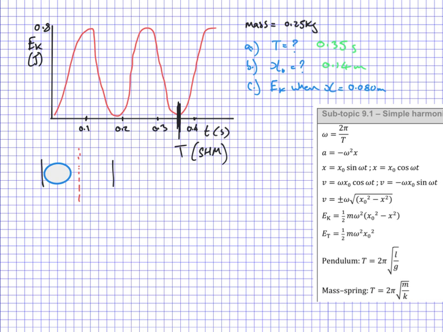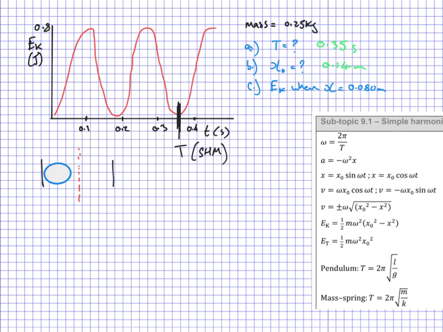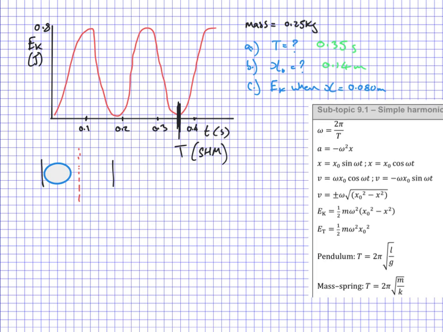Okay, part C, we need to know the kinetic energy at a certain displacement. So again, we're looking at our formula sheet, and hopefully we can recall that this guy here is going to give us our kinetic energy with regards to displacement. So I already know the period, so I can access my omega. I know the maximum displacement, and I also know the displacement at which I'm interested. So really what I'm doing here is just plugging everything in. The key here is just recognizing that it's this guy with a little bit of this guy.